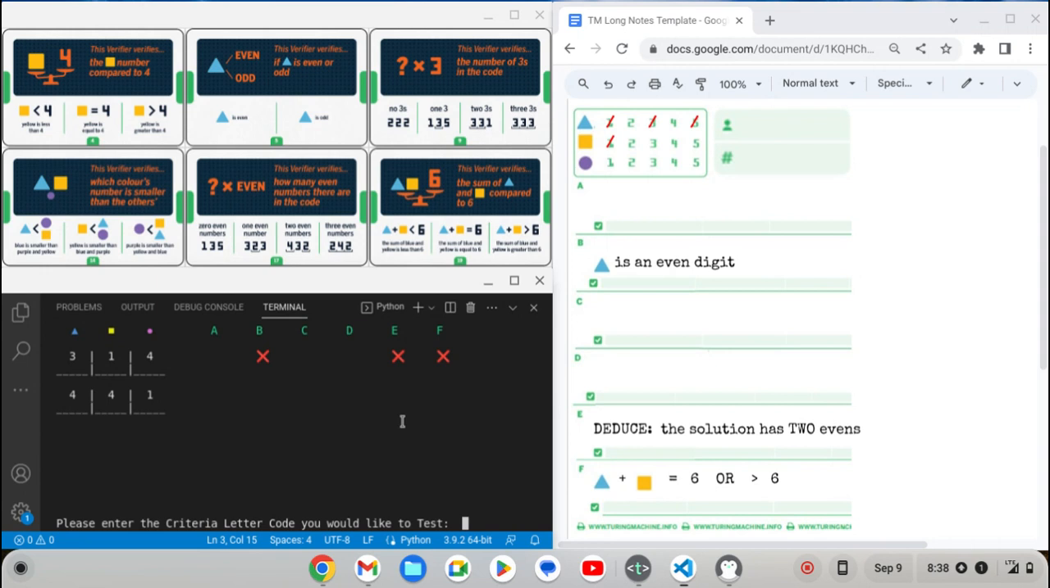If there are no 3s, that really doesn't tell us much about triangle and square. Let's see. Well, let's go ahead and test the criteria card F and confirm what the sum might be. Okay, yeah, so the sum is indeed greater than 6. So let's go ahead and update our notes.